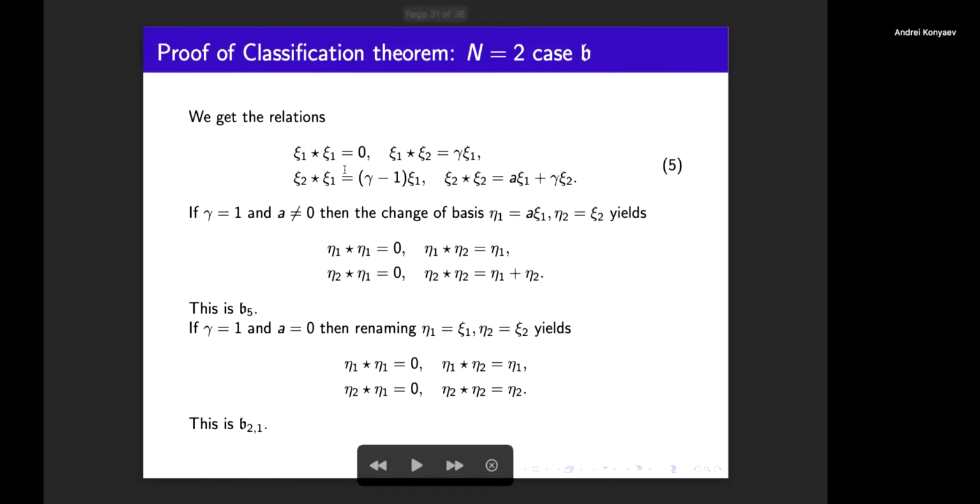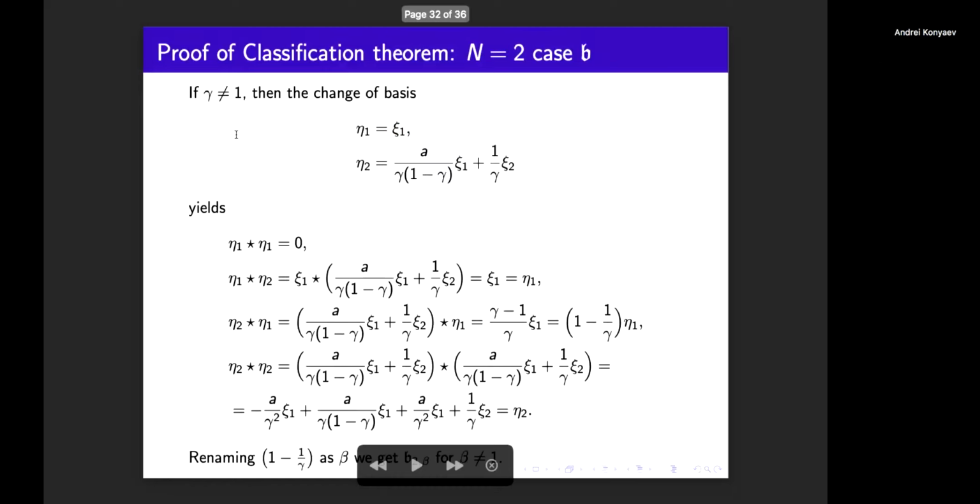And we get the following final draft. It already has 2 coordinates. And then we proceed by choosing different variants. So gamma 1 A is not 0, gamma 1 A is 0, and gamma is not 1, then we come up with a change of basis, and we get B to beta.